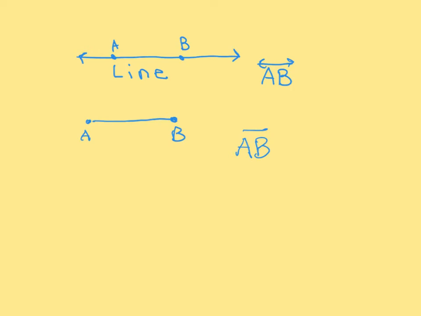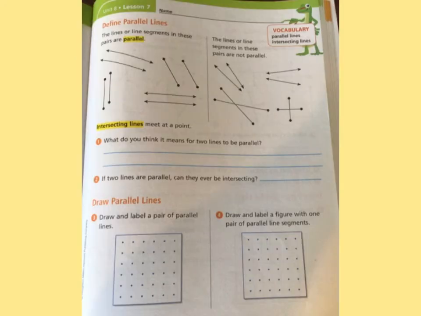And so you need to make sure you have the arrows. Then I put right here, this is part of the line called a line segment. And I drew that right here so that you can see that it is part of the line. And this is how you write them. Line AB, line segment AB. Today we're going to start on page 423 in your workbook.